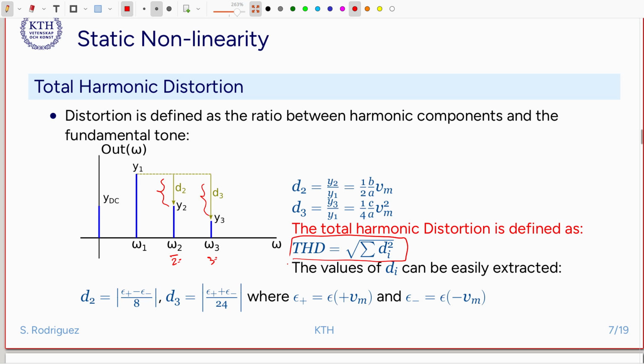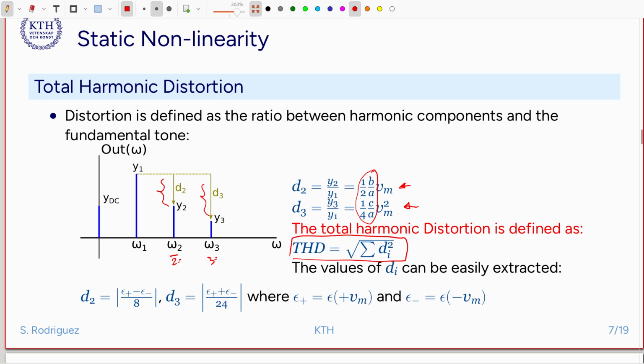Then we take it mathematically with the equations that we saw in the previous slide. The second order distortion, D2, will take this value, and the third order distortion will take this value. But in practice, we don't have access to these coefficients easily, and we really don't find the values of B and C during our circuit design. What we do is something different.